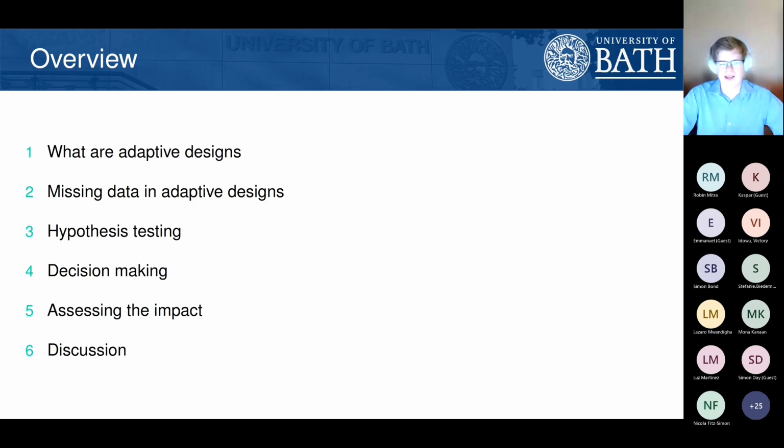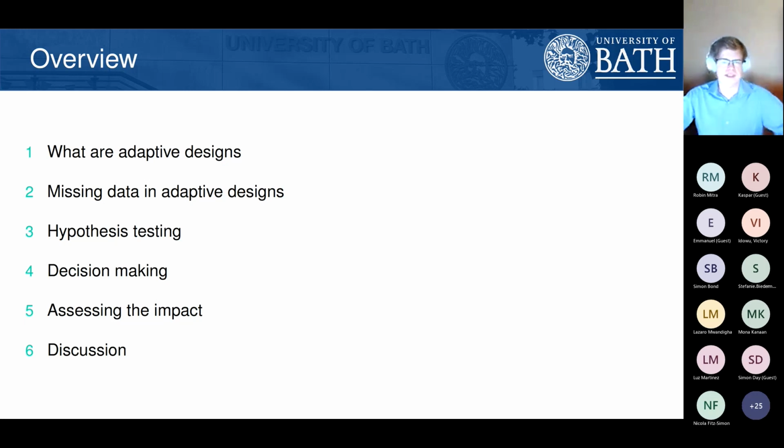We'll talk about decision making, and thus that will lead us into how the missing data problem essentially can impact that decision making and thus impact the designs overall. And we'll finish up with some discussion.